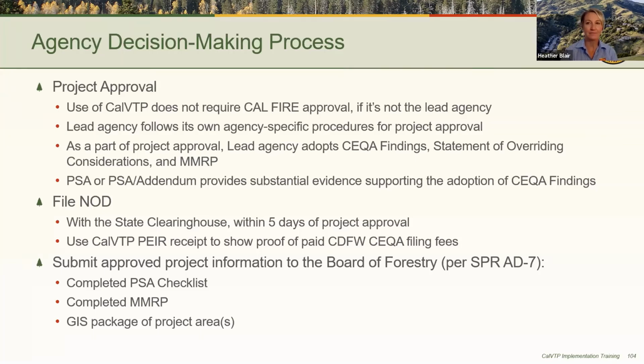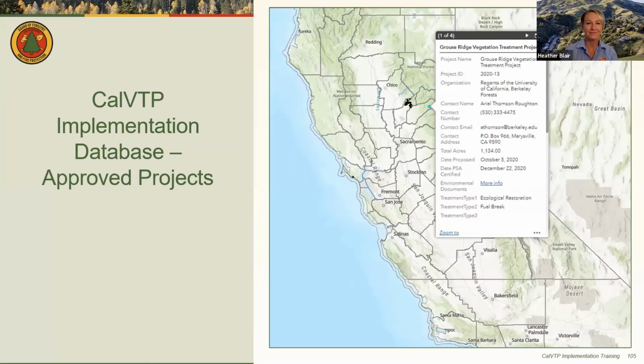Next slide, please. Here's another screenshot of the CalVTP implementation database for approved projects. The information shown is for the Grouse Ridge Vegetation Treatment Project. And if you clicked on the more info link that's being shown by that mouse there, thanks, you can see it will take you to the completed environmental documents page, which includes the final PSA and the MMRP.